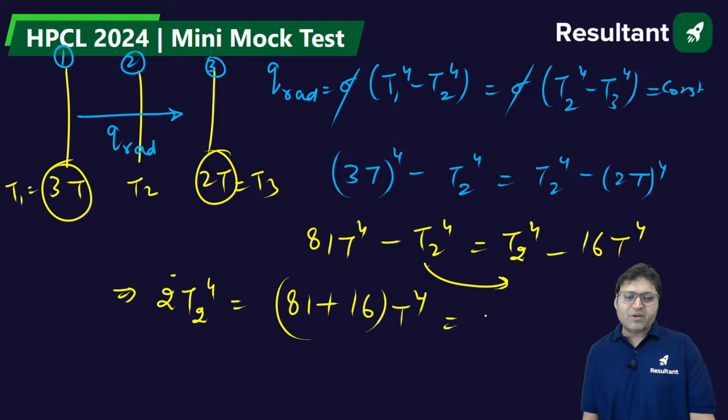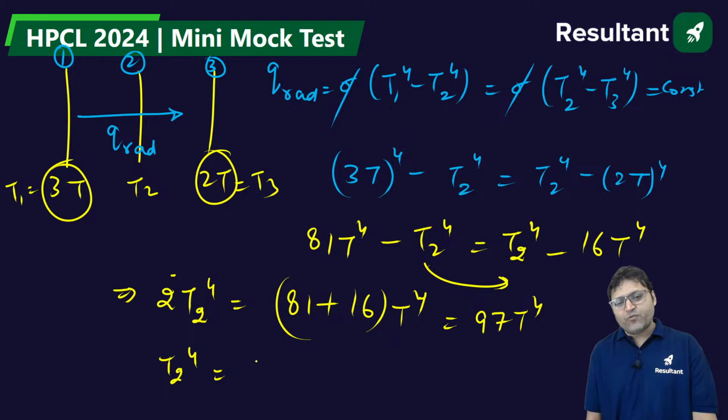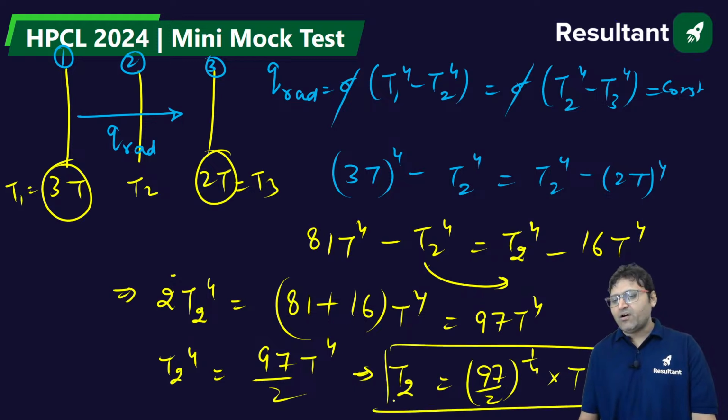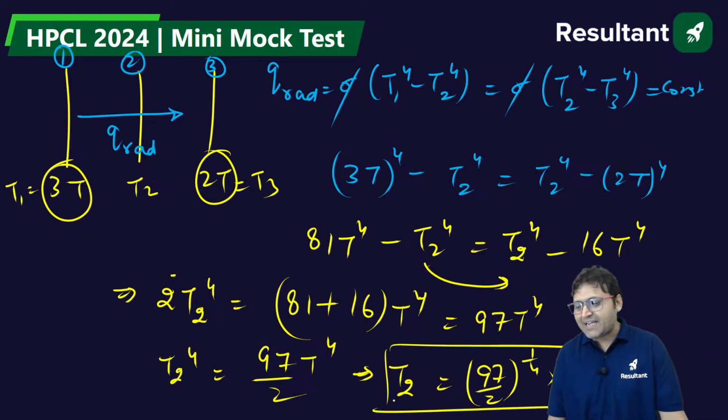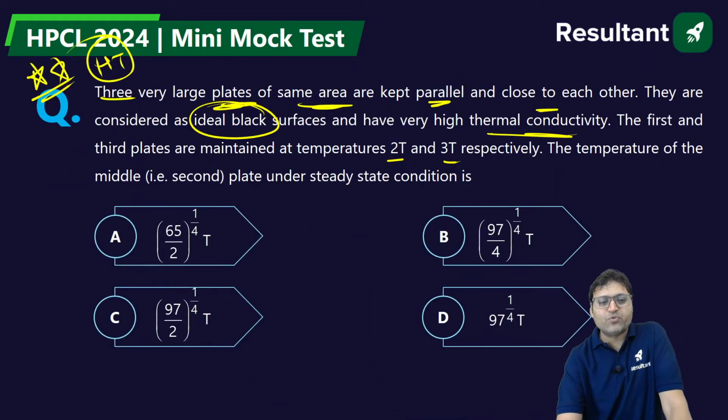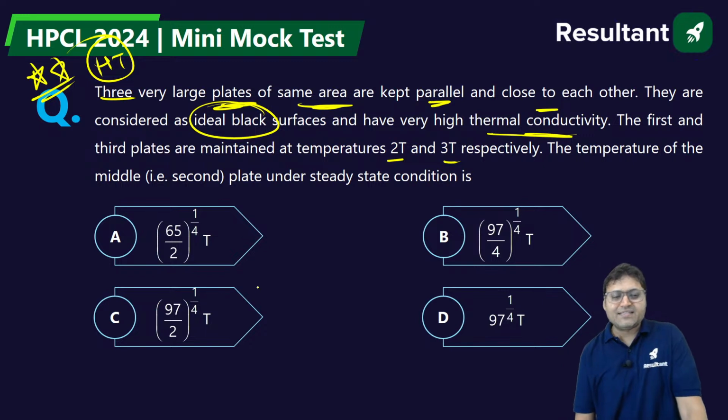Or we can say that will be equal to 97T to the power 4. So T2 to the power 4 is equal to 97T to the power 4 divided by 2. So if we want to find out T2, then (97 by 2) to the power 1 by 4 into T will be your answer. (97 by 2) to the power 1 by 4 into T. That is the correct answer.